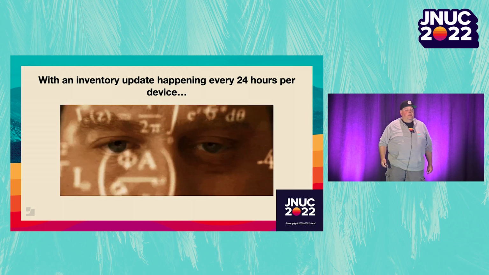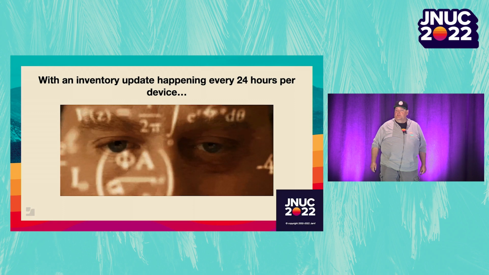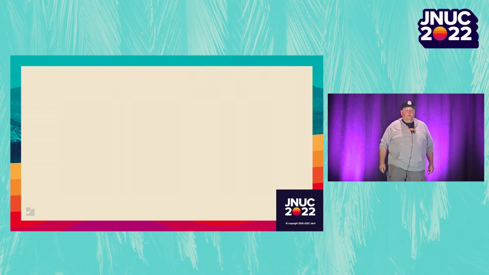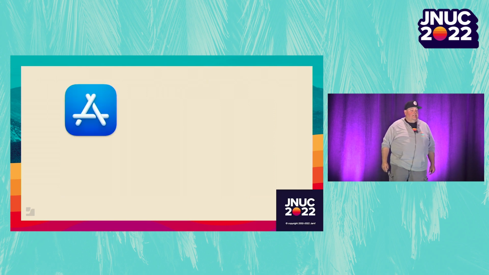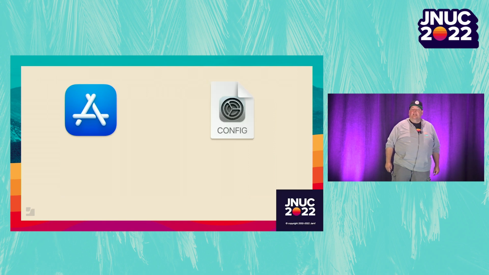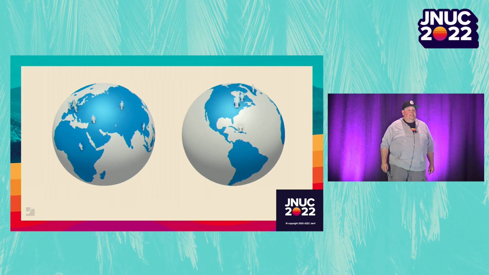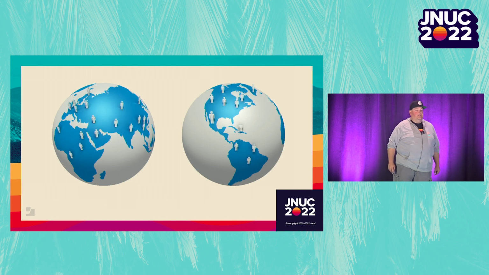So with an inventory update happening every 24 hours per device, that means that there are 3,750 inventory updates taking place every hour, which would mean that there are 62.5 inventory updates every minute. And that basically boils down to an inventory update from an iOS device hitting Jamf Pro every second. So that doesn't factor in application installs, configuration profile installs, and all the other MDM communication associated with that.